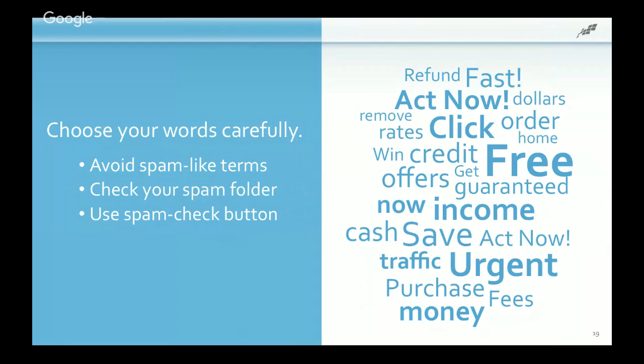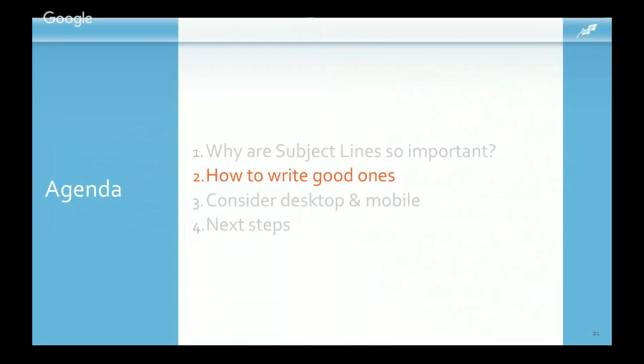Don't use all caps on your messages, and don't use excessive punctuation. 3 exclamation points is almost a guaranteed way to get your message flagged. Connect up and just look at your own junk email folder, and you'll know what to do from there. Don't do what the spam folks do. All right, so we know why subject lines are so important. Here's how to write some good ones.